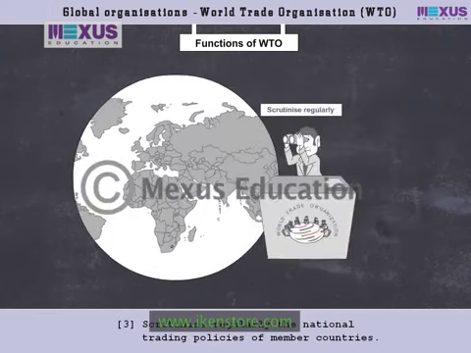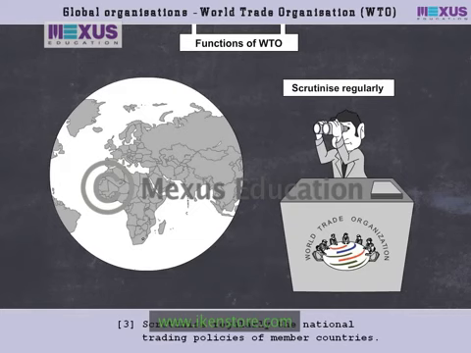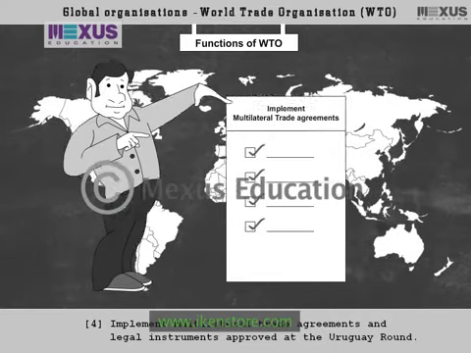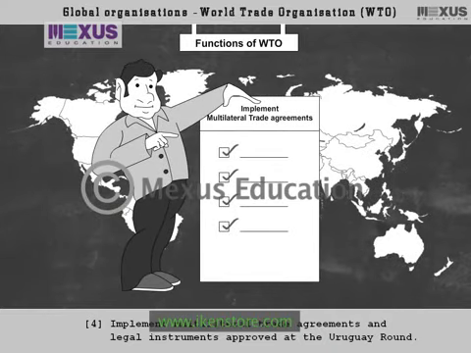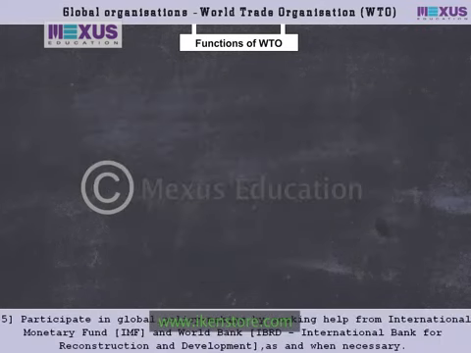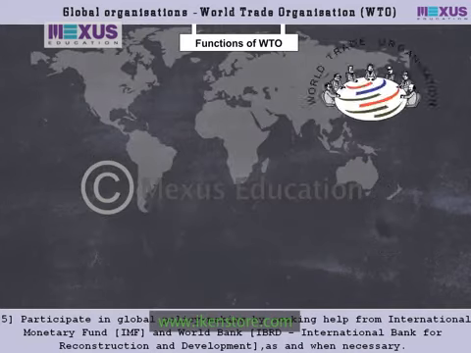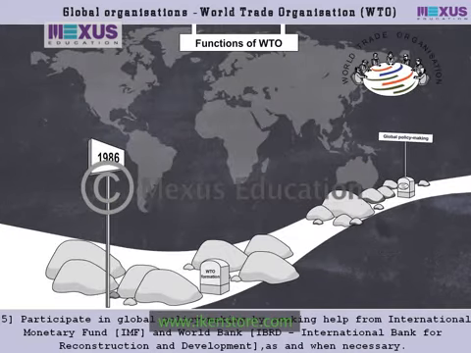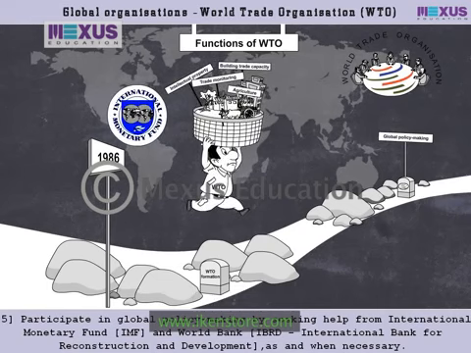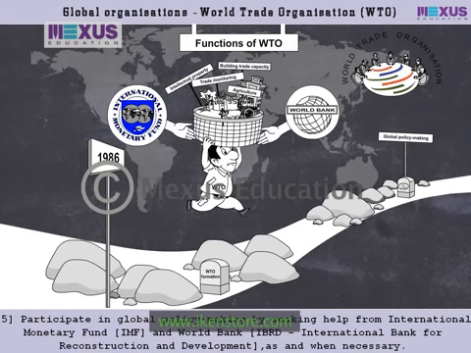Third, to scrutinize regularly the national trading policies of member countries. Fourth, to implement multilateral trade agreements and legal instruments approved at the Uruguay Round. Fifth, to participate in global policy making by seeking help from the International Monetary Fund or IMF and World Bank or IBRD as and when necessary.